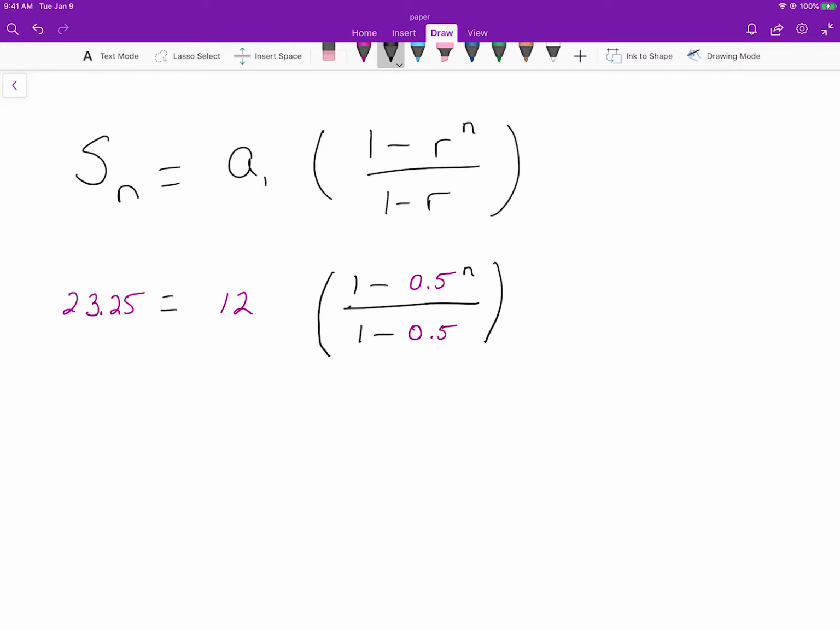So I substituted in the total sum, 23.25, that was given in the problem, the first term, 12, and then the common ratio, which is 0.5. And that's all we know. It's the n value that we're looking for.